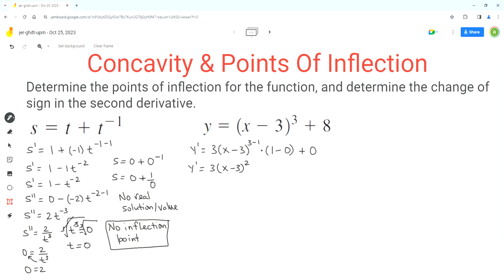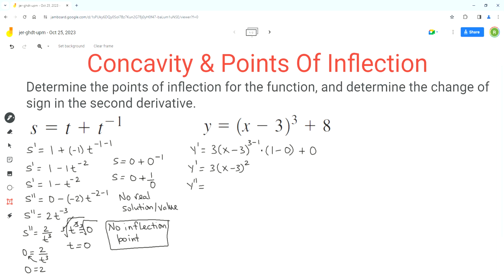Now 1 minus 0 is equal to 1. So multiplication by 1 doesn't change anything. So 1 goes away and then plus 0 goes away. So this is the expression for the first derivative. And now we can find the second derivative.